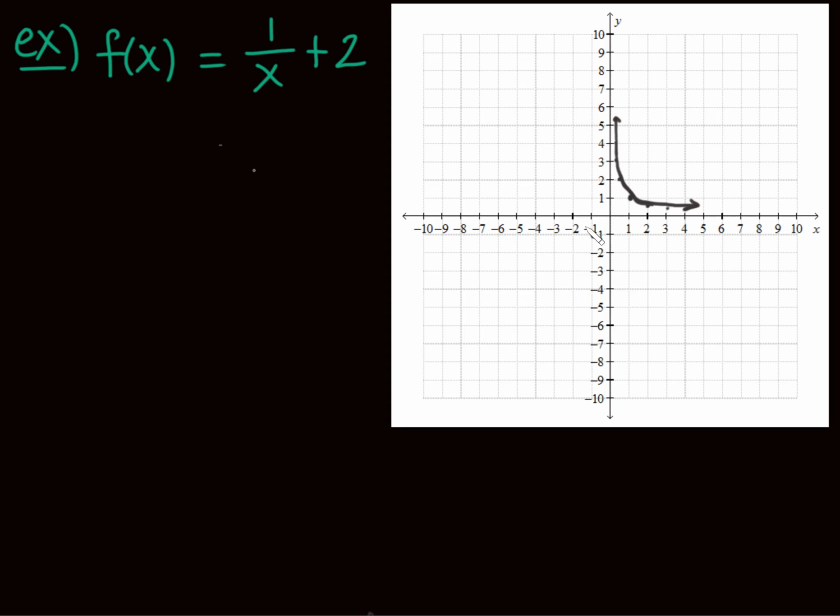And then it's going to do the same thing with my negatives. 1 over negative 1 is negative 1. 1 over negative 2 is negative 1/2. These axes, sorry, make that a little difficult. 1 over negative 1/2 is negative 2. So what we're going to end up getting is kind of this nice graph.